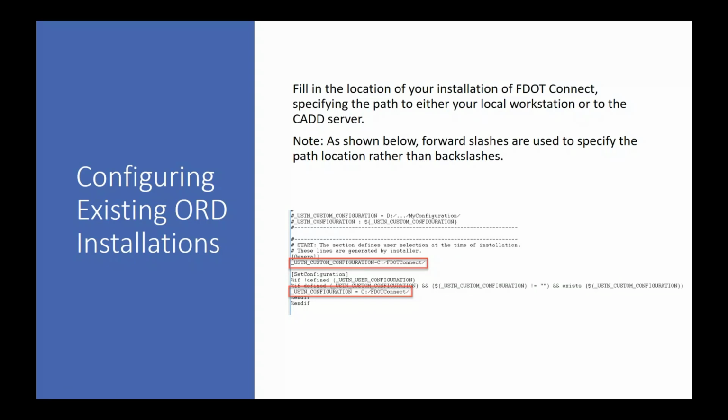So FDOT Connect installation sets two system environment variables as well. And it's not a bad idea to go ahead and check these variables after installing FDOT Connect to one of these machines that you've already had OpenRoads Designer installed to before installing FDOT Connect. To do that, I'll show you how in a minute, you go to the search field in the Windows taskbar and search for system environment variables.